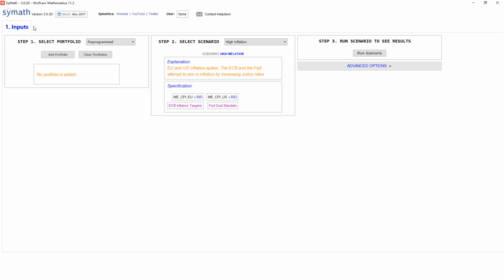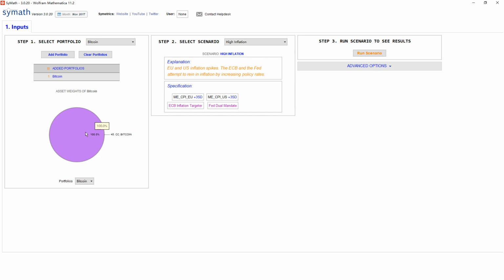So in this section, you should select your portfolio and scenario and then click the button. You can run the scenario and see our results. Because we want to analyze Bitcoin, let's first select the portfolio Bitcoin. We already prepared the Bitcoin portfolio for you, and in this portfolio, we only have Bitcoin, okay?